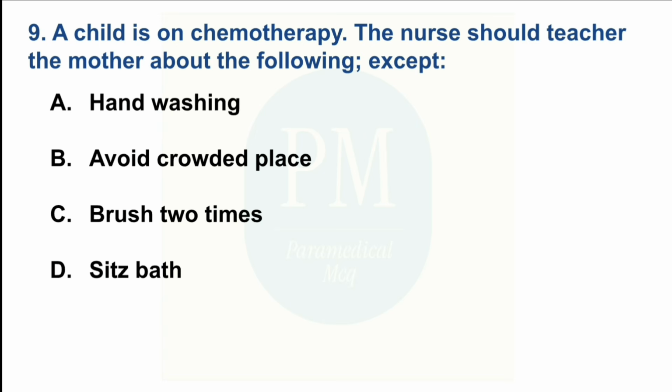A child is on chemotherapy. The nurse should teach the mother about the following except option A, hand washing. Option B, avoid crowded place. Option C, brush 2 times. Option D, sitz bath. The correct option is option D, sitz bath.